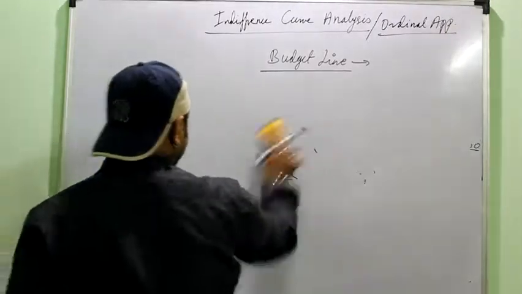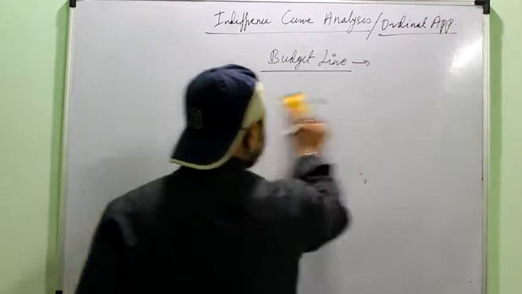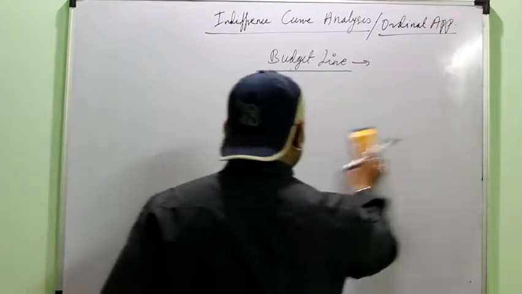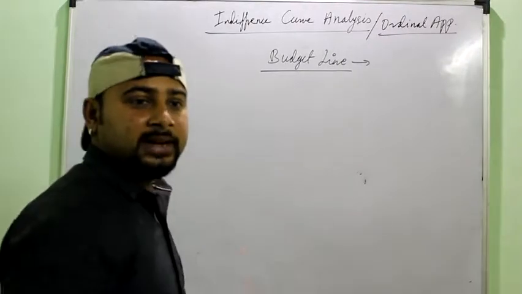And you have to remember that the indifference curve shows the choices of the consumer, while the budget line shows which among those choices the consumer can buy, right?